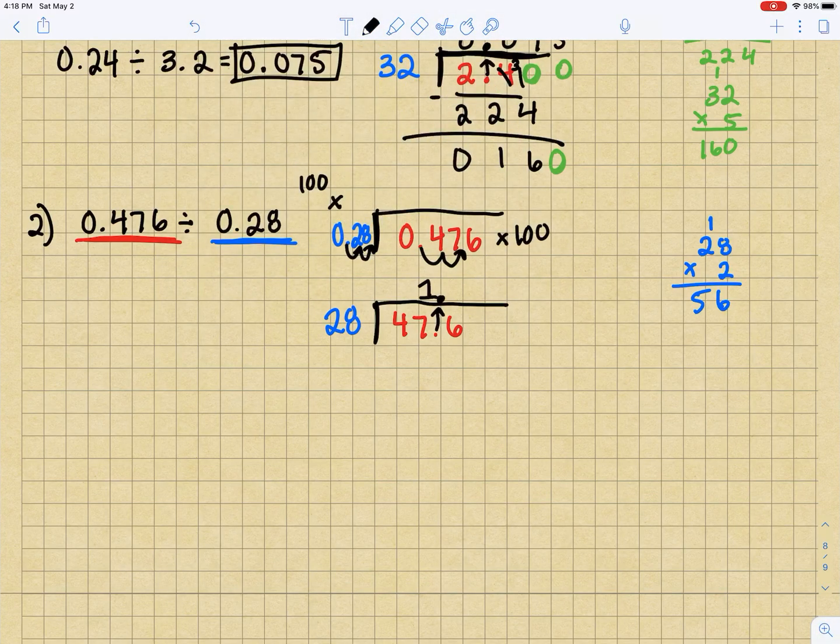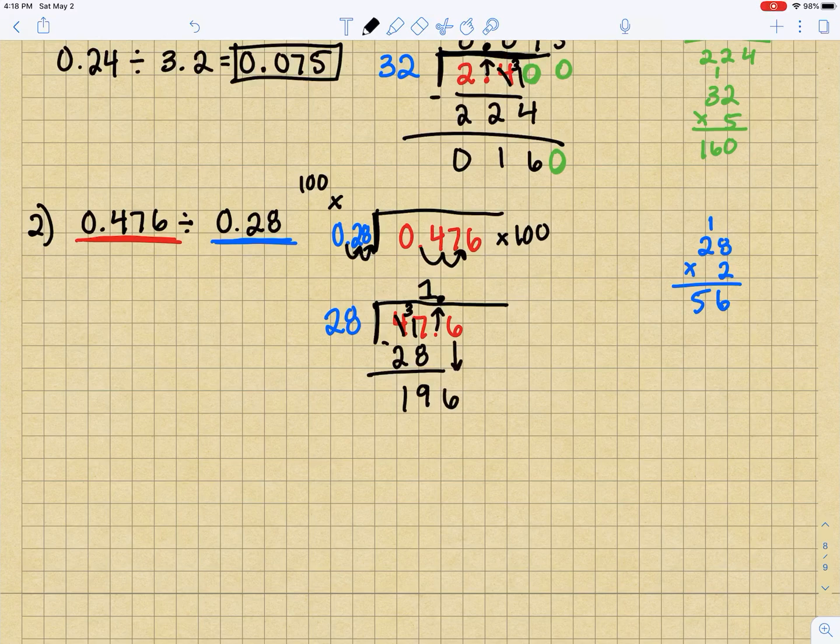There we go. Okay, so 1 times 28 is 28. Let's subtract these two. I need to borrow. The 4 becomes a 3, and my 7 is now 17. 17 minus 8 is 9. 3 minus 2 is 1. And then, of course, I bring down the 6.